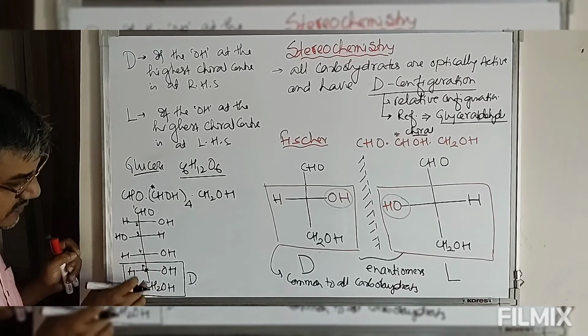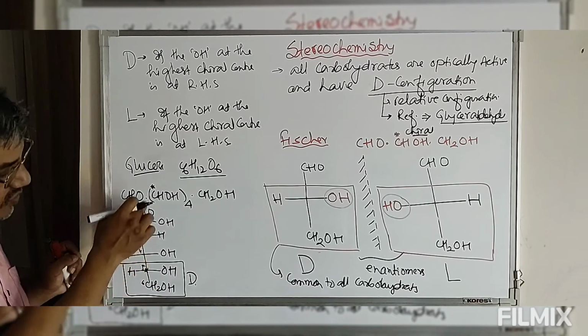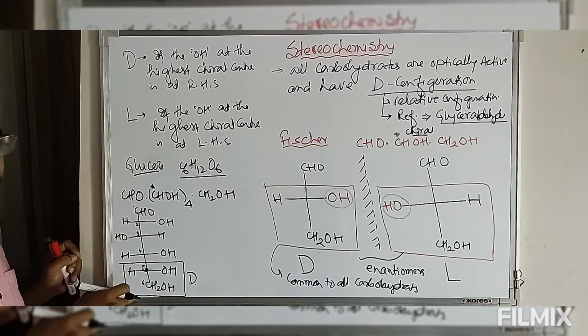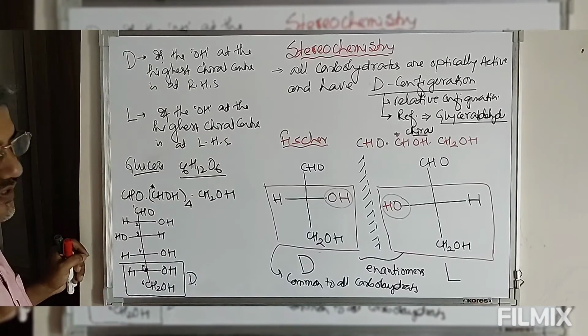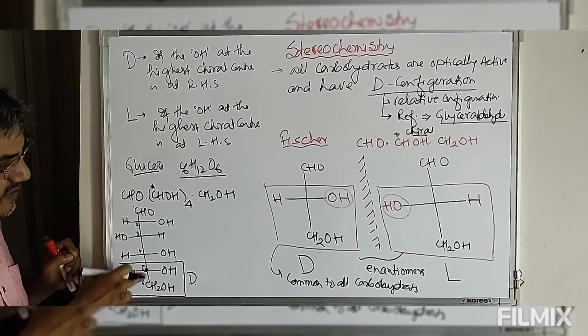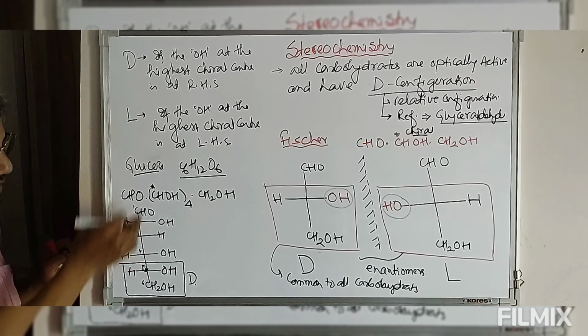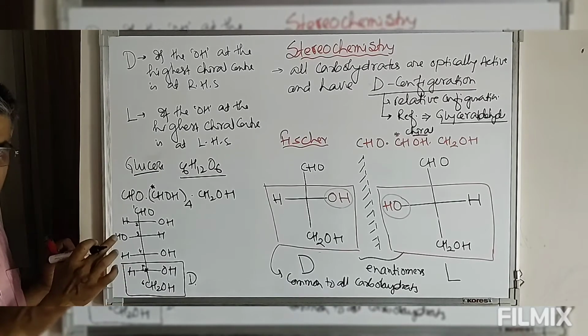So we are focusing on the highest chiral center, irrespective of the configuration at the other carbon atoms. So this capital D and capital L configuration focuses only on the highest chiral center, irrespective of the other chiral centers. We are least bothered about the rest of the chiral centers. We are just focusing on this highest chiral center.